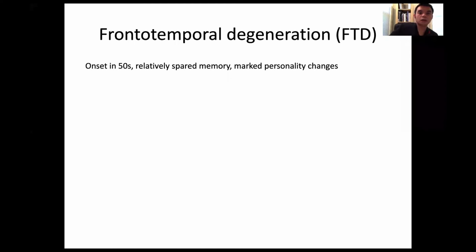All right, on to our next fearful dementing illness. So, frontotemporal dementia or frontotemporal degeneration. In contrast to Alzheimer's disease, we're going to have a younger population, so onset in their 50s. Relatively speaking, memory is spared, although it can get affected some. But you're going to see a lot of personality changes in this patient population.